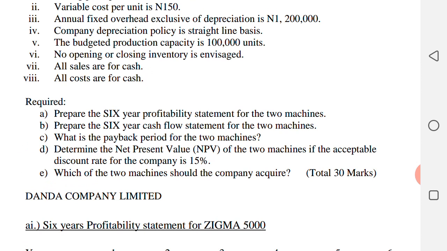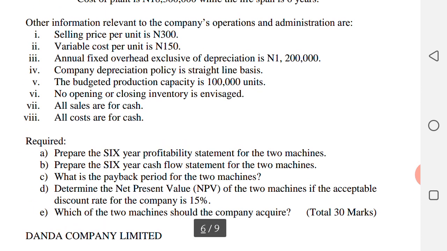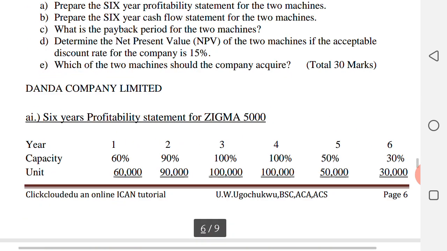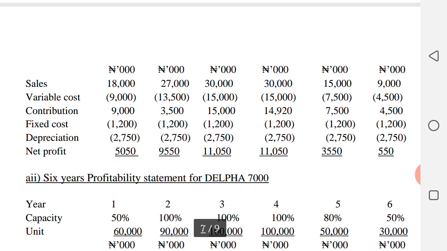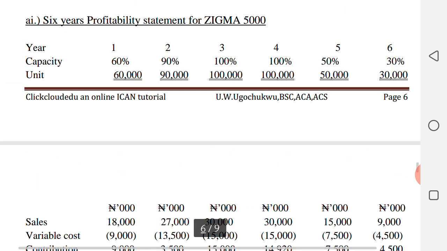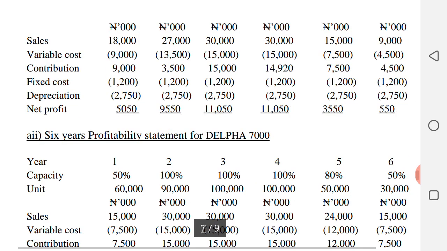Profitability means you are doing it just like the way you used to do our accounting profit statement. The sales will be our selling price times the units produced. Variable cost will be our variable cost per unit times the units produced. That's how you calculate everything. Then you subtract it, and you have our profits. As I did for Sigma, the same thing applies to DEFA.